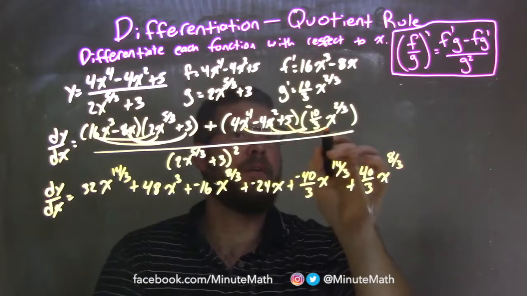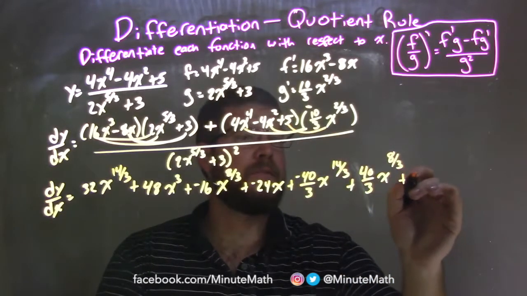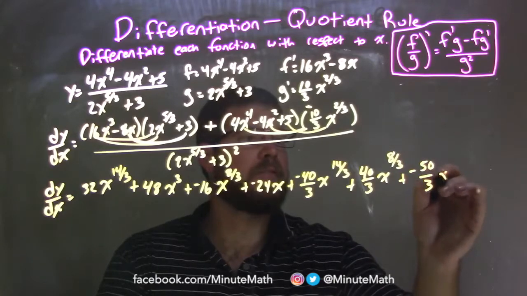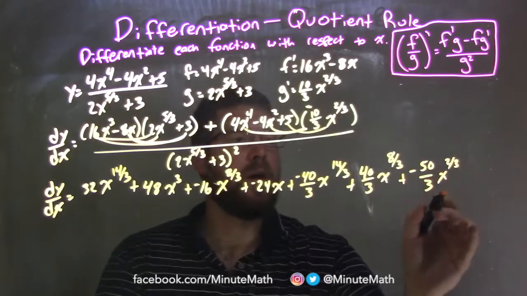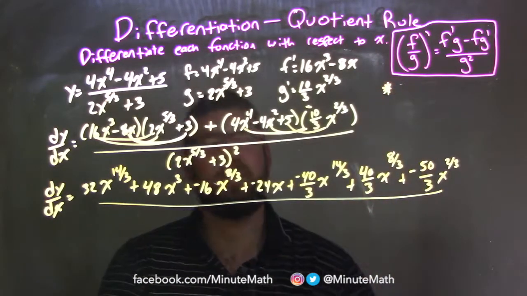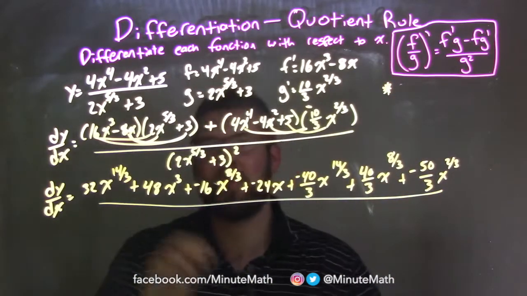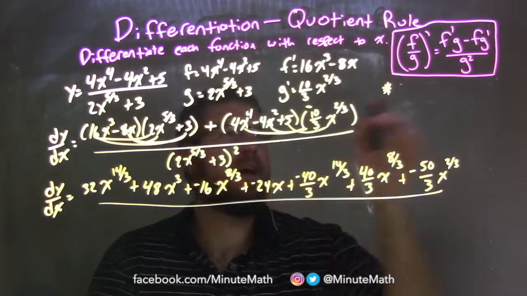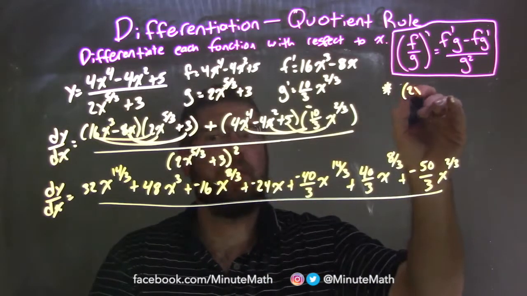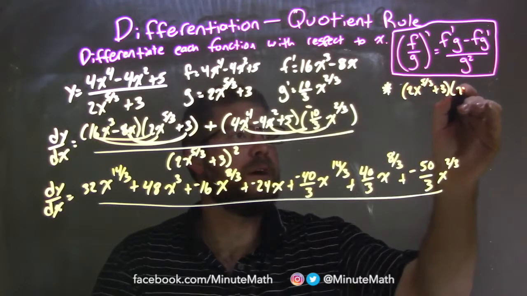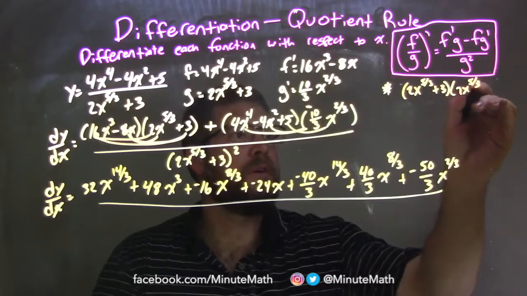And then distribute the last part, 5. So 5 times that, plus a negative 50 over 3 x to the 2/3 power. All of that is over our denominator, which I'm going to simplify right here. Hopefully we have enough room here. This is a big problem, okay? So we simplify that, and we have 2x to the 5/3 plus 3 times 2x to the 5/3 plus 3.